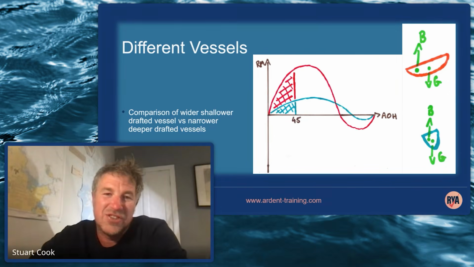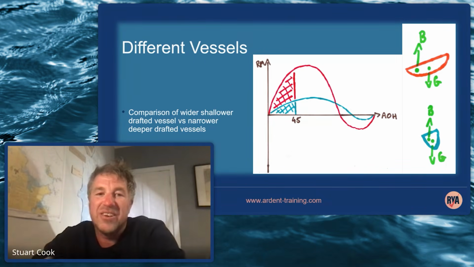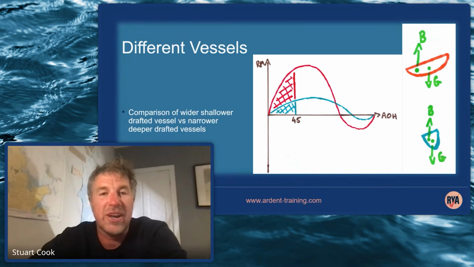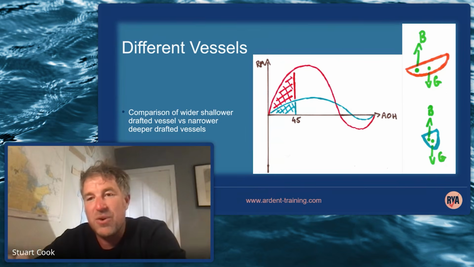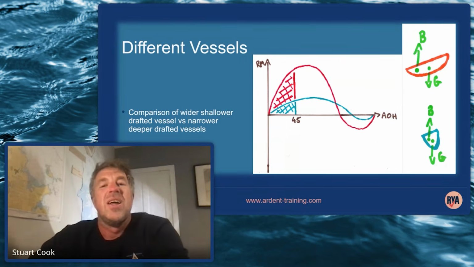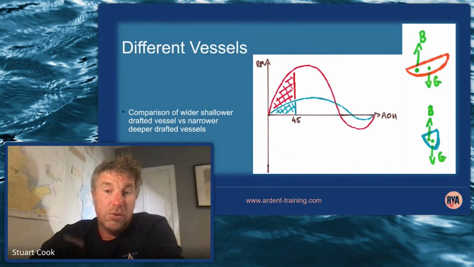And this just shows you again the area under the curve, and the force required to get to a certain angle of heel. So the two different vessels there are the narrow, deep drafted, and our shallow, wide vessel. They're both to get to 45 degrees angle of heel. The blue bit is the force required for the narrow vessel, and the red and the blue hatched areas is the force required for the wider vessel.